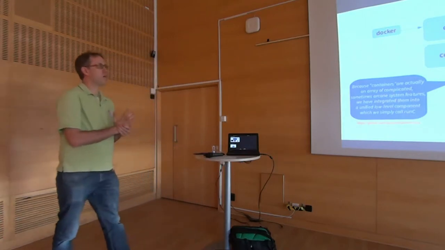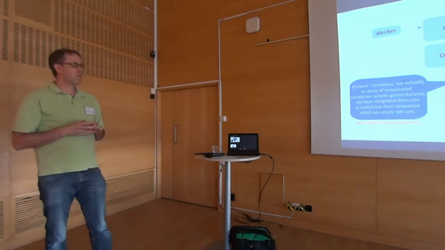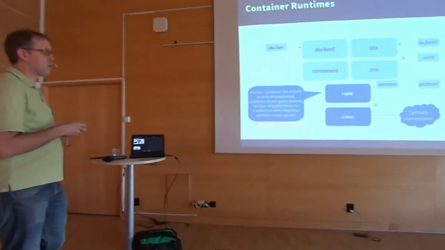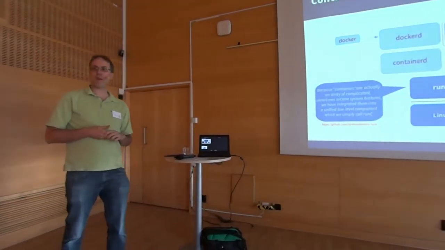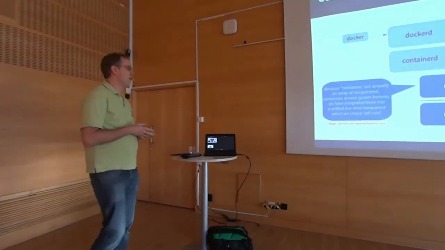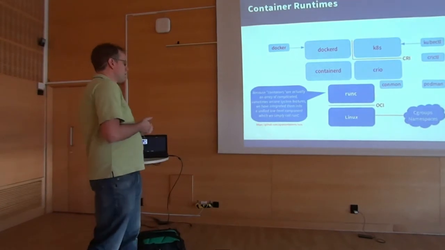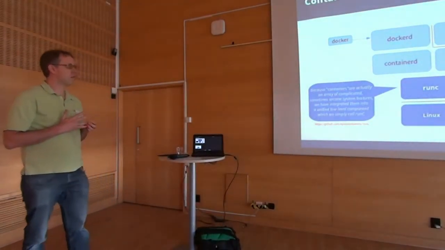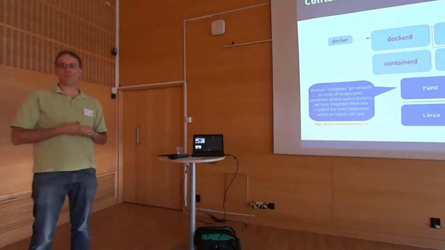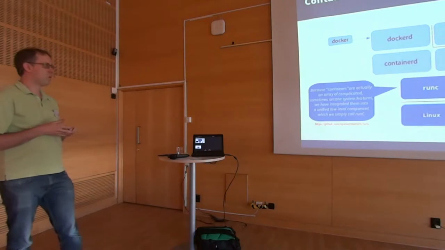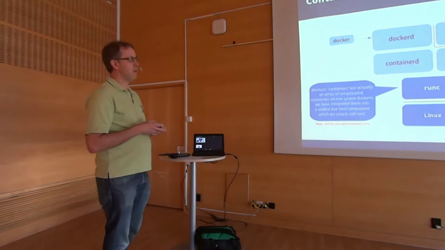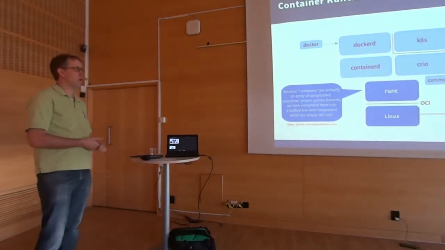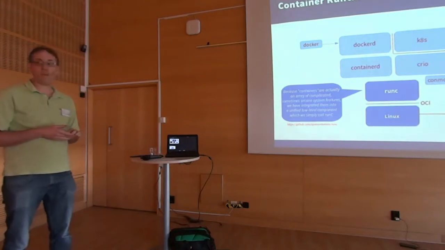So this is then a diagram of how it works together. Most of you might be familiar with how Docker talks to the Docker daemon, which then talks to the containerd daemon, which finally talks to, well, not Linux, but another abstraction called runC. They explain this runC program that because containers are actually an array of complicated, sometimes arcane system features like cgroups and namespaces, we have integrated them into a unified low-level component we call runC, for run containers. And then CRI-O talks to this runC, and if you're using Podman, then Podman can talk directly to a small program called conmon, and that will talk to runC.